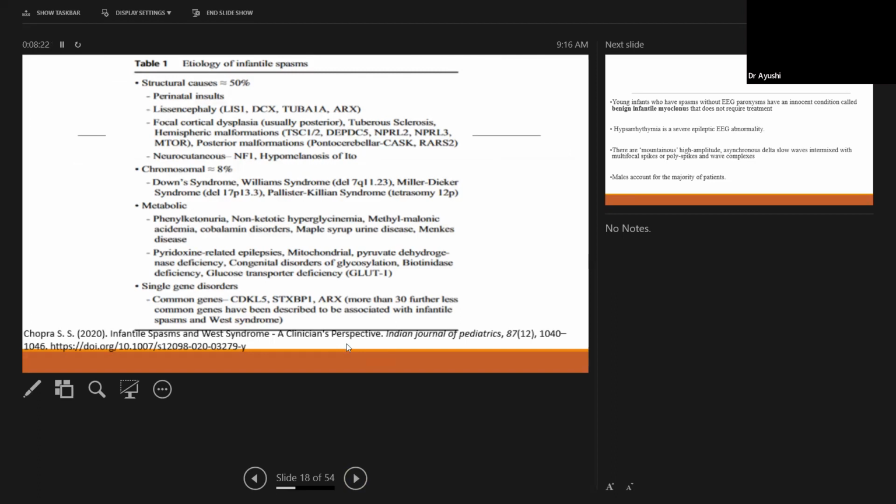Around 8% are due to chromosomal abnormalities like Down syndrome, Williams syndrome, Miller-Dieker syndrome, and Pallister-Killian syndrome. Metabolic causes may also cause infantile spasms, like phenylketonuria, non-ketotic hyperglycinemia, methylmalonic acidemia, cobalamin disorders, among others, and single gene disorders include common genes like CDKL5, STXBP1, ARX, among others.